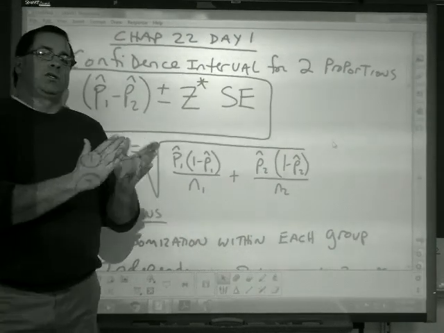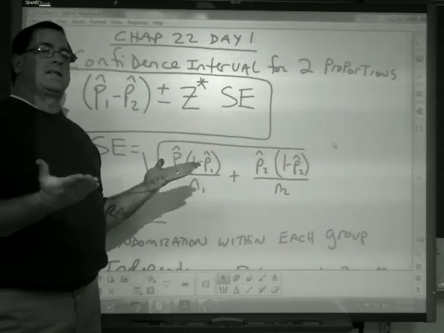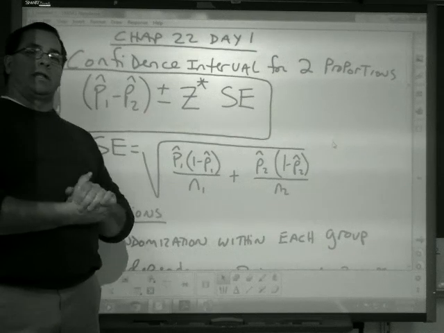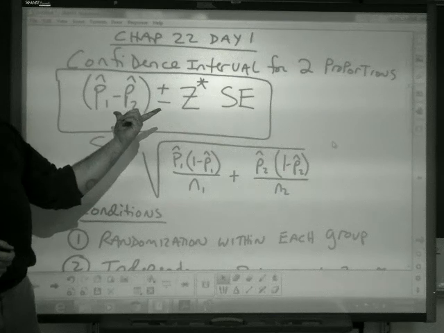So we have two proportions. We don't know if they're different or not. Sometimes we know they're different ahead of time and we're trying to figure out how much different they are. So we set up a confidence interval.